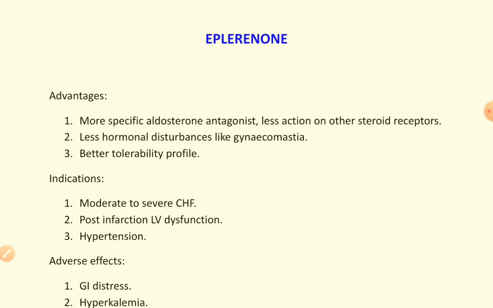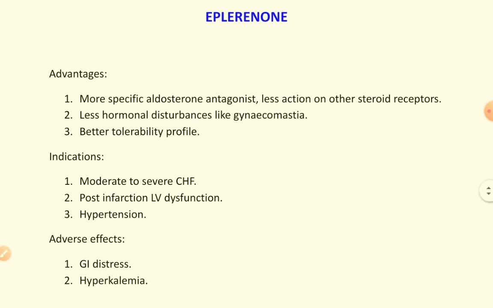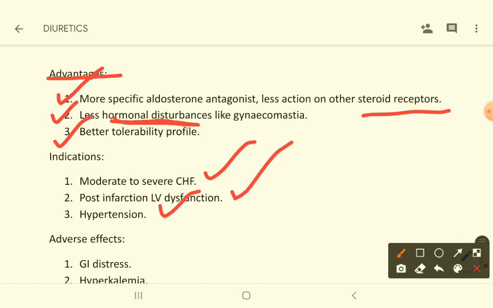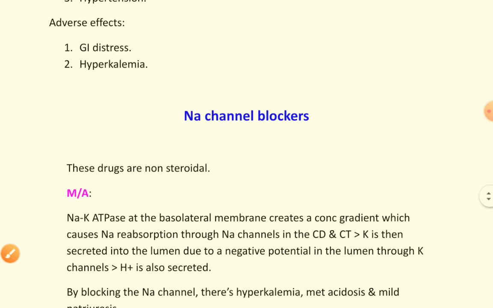Eplerenone is another potassium sparing drug. So it has some advantages like more specific aldosterone antagonist, less action on other steroid receptors, less hormonal disturbances. As we have seen, potassium sparing drug like spironolactone has more hormonal disturbance, but this drug has less hormonal disturbance and better tolerability profile. This can be used in moderate to severe congestive cardiac failure, post-infarction, left ventricular dysfunction, hypertension, etc. And the adverse effects are like GI distress and hyperkalemia.